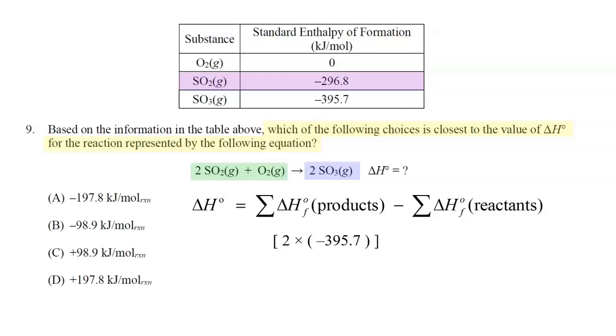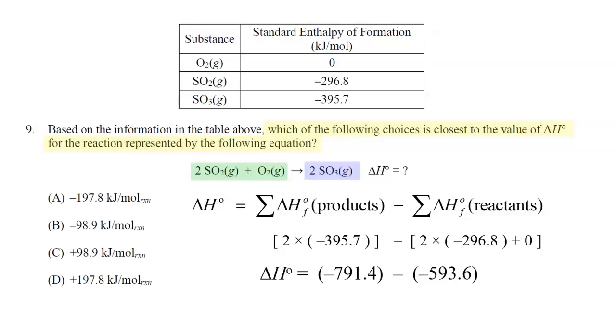I also see a coefficient of 2 for the SO2, so we're going to multiply that number by 2. And then by definition, the standard enthalpy of formation for an element in its standard state would be 0, so oxygen has a value of 0. So here is the math that we're doing. 2 times negative 395.7 minus 2 times negative 296.8.